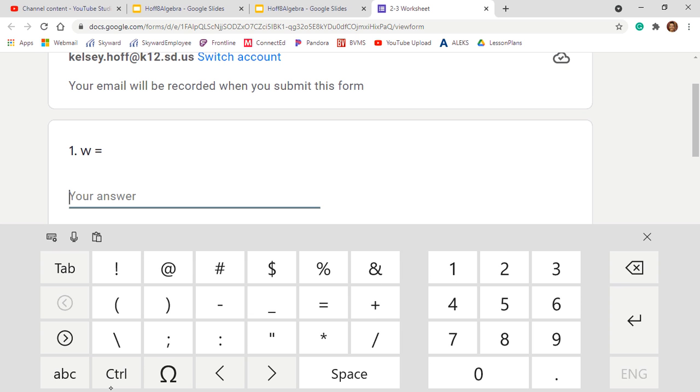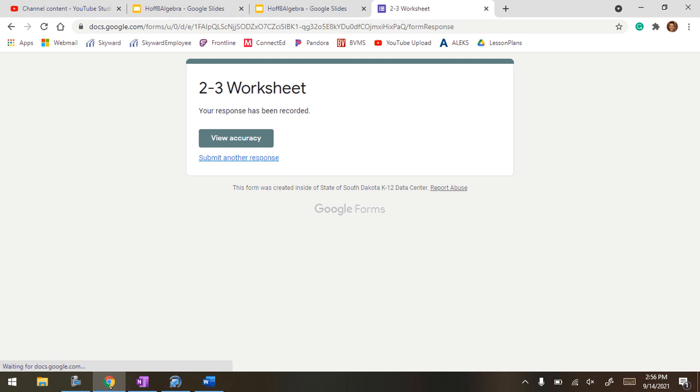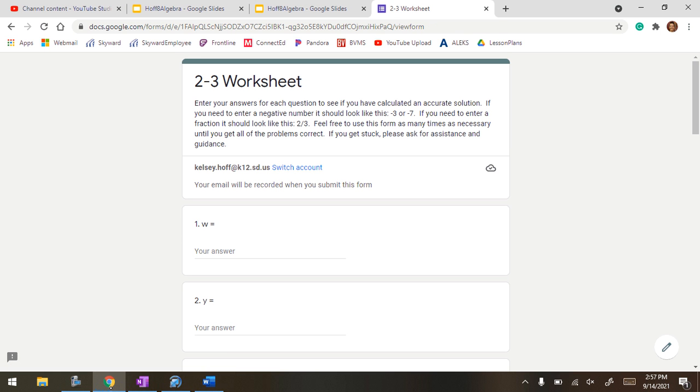Appreciate that. Okay, so you type your answer and I don't care if it's 1, 7, whatever. You hit submit, and then it's going to say view accuracy, and it will green check it if it's right and red X if it's wrong. Close out of it. Then you go back and you can say submit another response. I don't care how many responses you submit, but this way you can ensure that you have this done correctly.